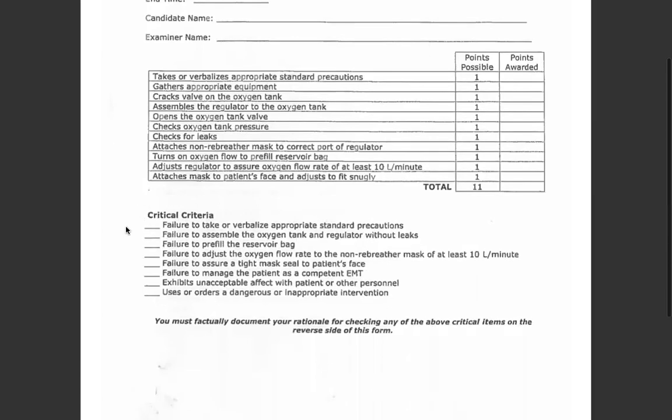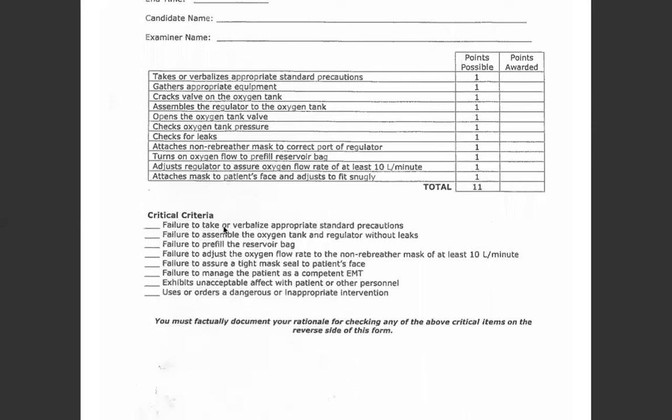Each skill also has its own set of critical criteria. If you hit any one of these critical criteria, you fail the skill and you're going to have to retake it. Now, there's a few critical criteria components that are across the board for all skills, and there's some critical criteria components that are specific to certain skills.